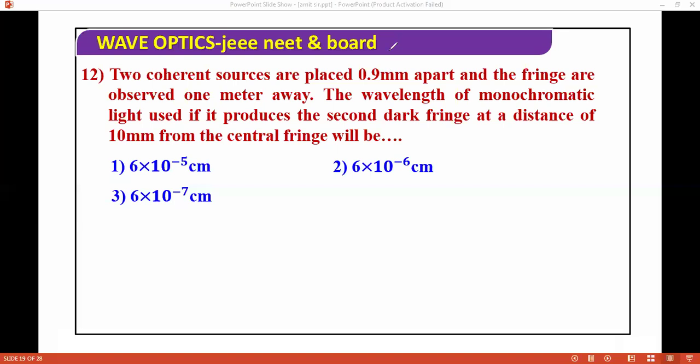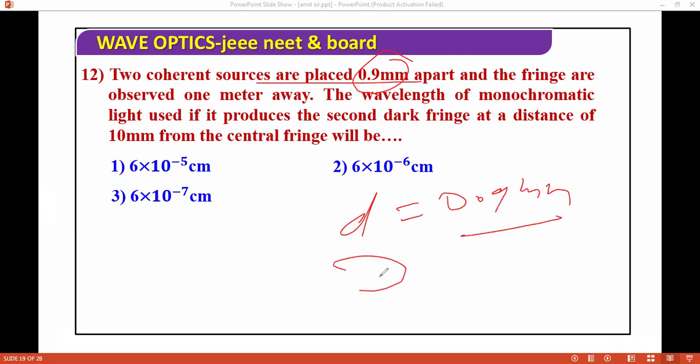Two coherent sources are placed 0.9 millimeter apart, and the fringes are observed 1 meter away. The small d is 0.9 millimeter, and capital D is 1 meter. The question asks for the wavelength of the monochromatic light used, which produces the second dark fringe at a distance of 10 meters from the center.